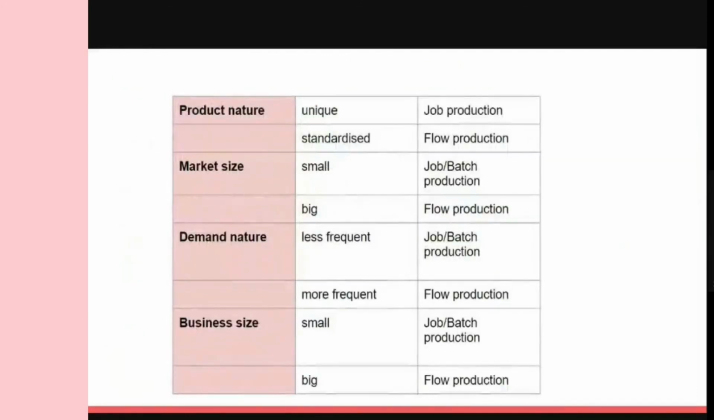So at the end, you can have a look at this table. It summarizes how these four factors affect the choices of methods of production.